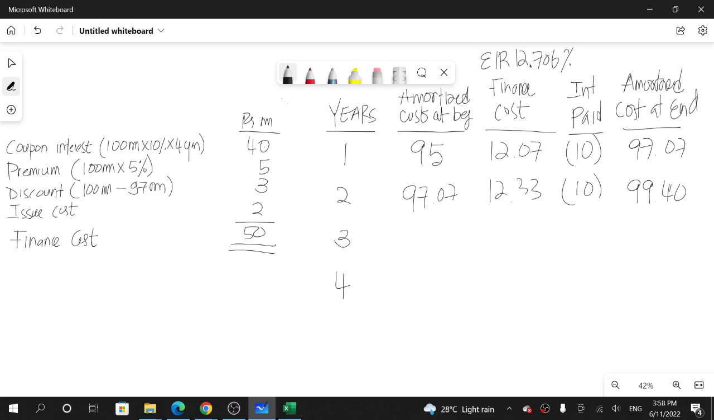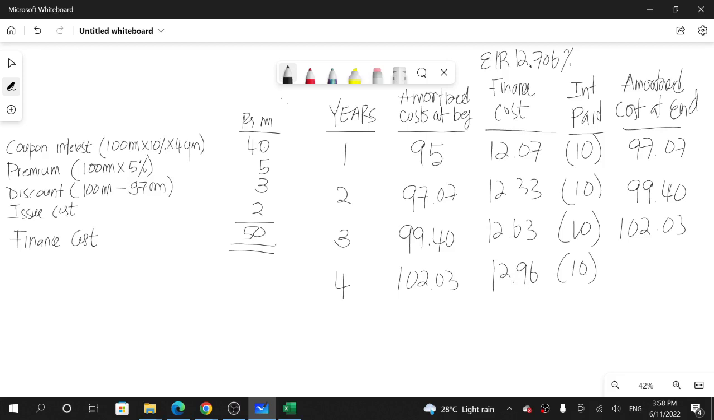99.40. Then third year opening balance will be 99.40. Then again we apply the interest, that is 12.63 minus 10. Then the closing balance will be 102.03. Then 102.03 into 12.706, that is 12.96, minus 10. Then the closing balance will be 105, because we need to settle with a premium of 5. If you take this, the total will be equal to 50 million, which is this finance cost. So this is how this finance cost is split among the 4-year period of time.